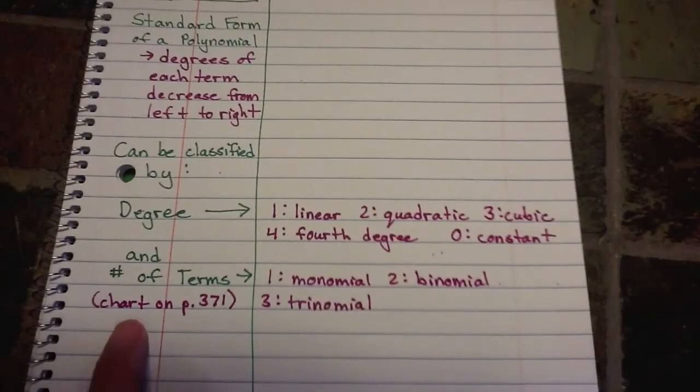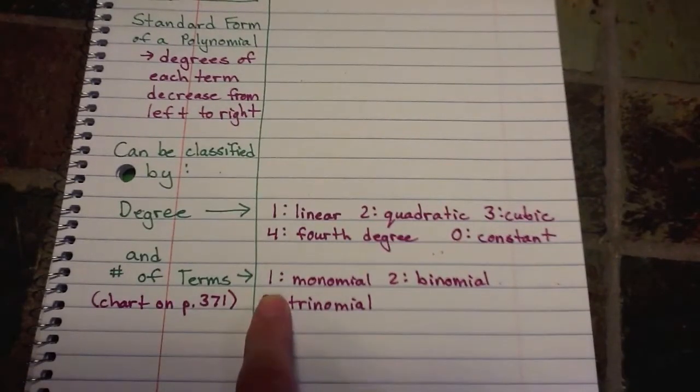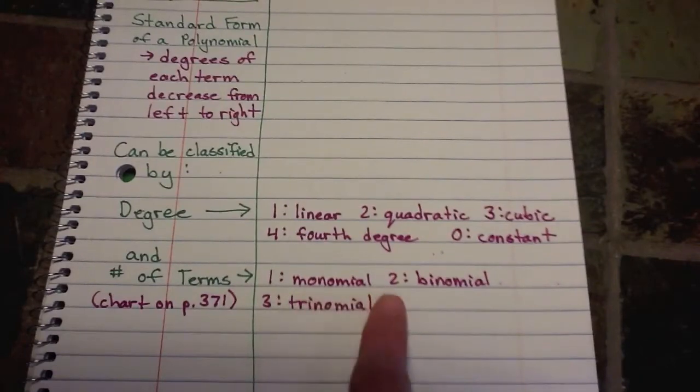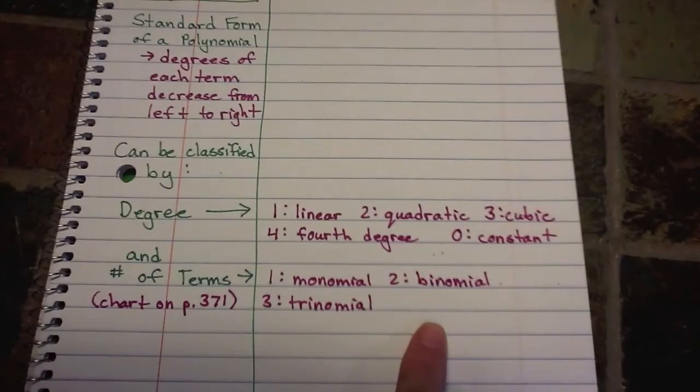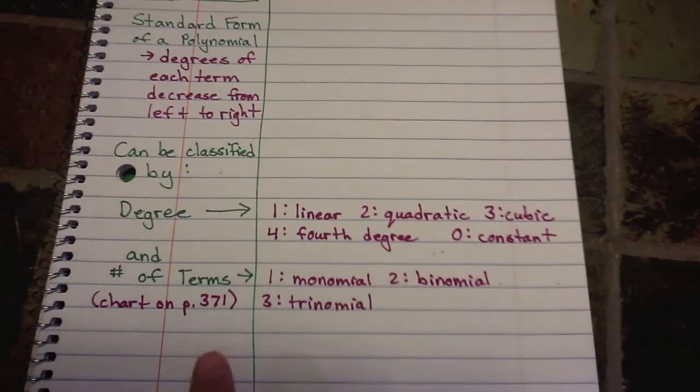Now, when you look at number of terms, if you only have 1 term, it's a monomial, 2 terms, binomial, 3 terms, trinomial. And then after that, you would just say polynomial, a 4-term polynomial or a 5-term polynomial. There's a chart on page 371 that goes through these, again, if you need to look at it. Finish copying this down, hit play when you're ready to go over the examples.